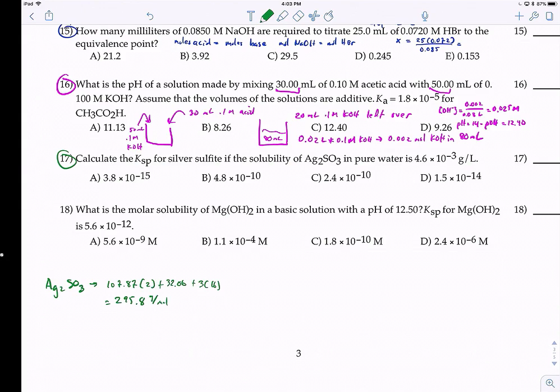And so now, let's see here, 4.6 times 10 to the minus 3 grams per liter times 1 mole Ag2SO3 over 295.8 grams Ag2SO3. Okay.